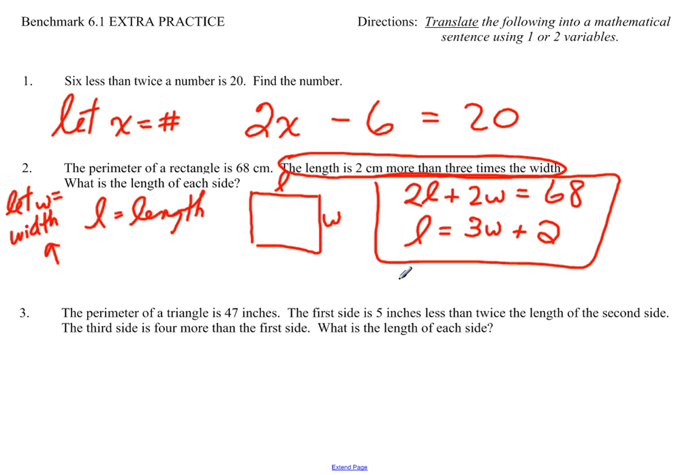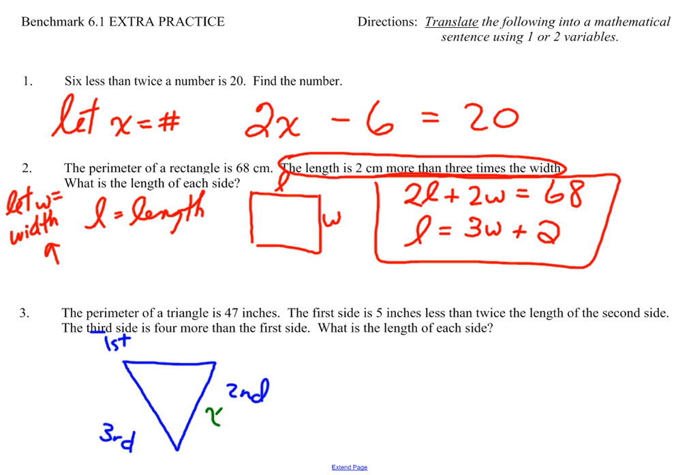The perimeter of a triangle is 47. Okay, so I'm going to draw a triangle, some generic triangle. The first side is 5 less than twice the second side. So I need a first side, a second side, and a third side. I guess I'll just label first, second, third. It's obviously not going to be drawn to scale. I'm going to use a different color here so it's easier to see.